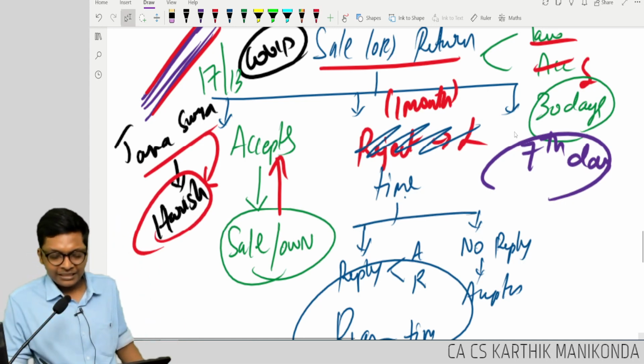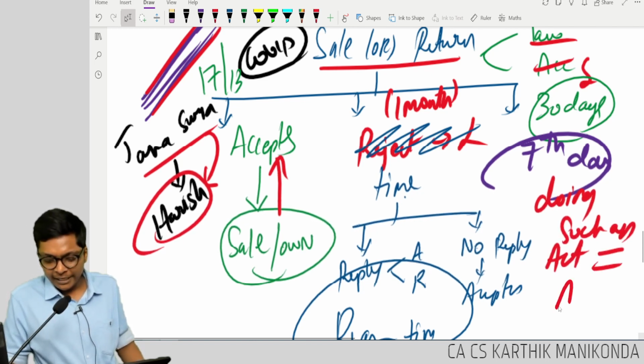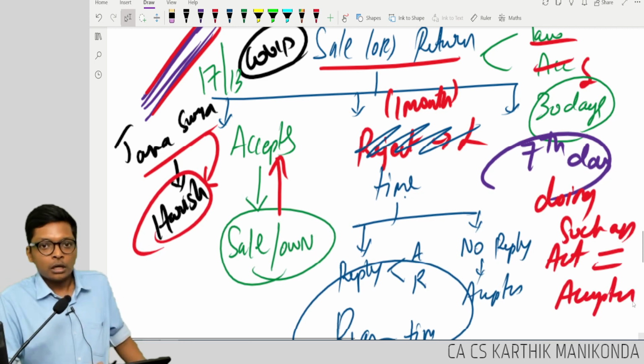So the third one is doing such an act which is equivalent to acceptance. Are you following guys? Understanding?